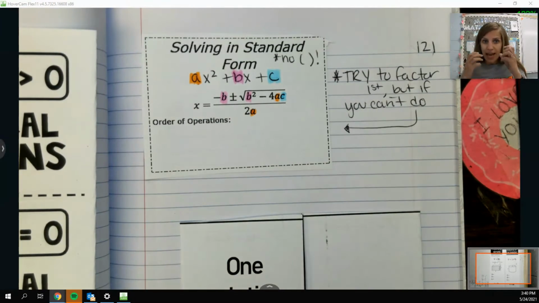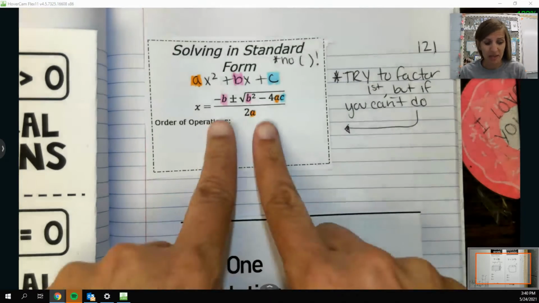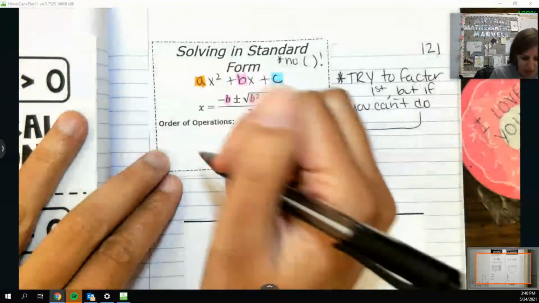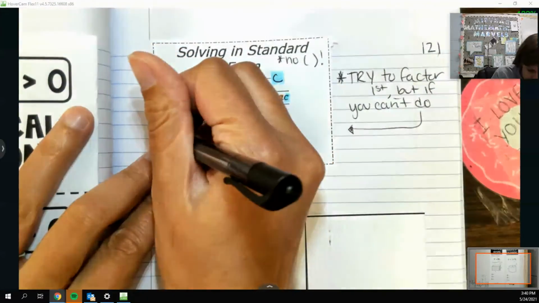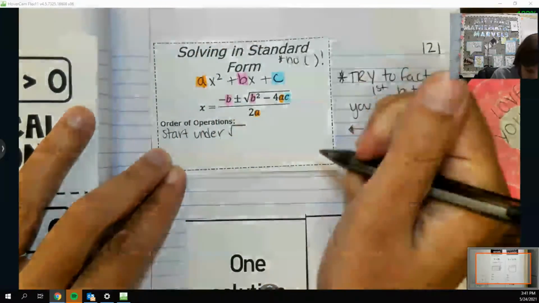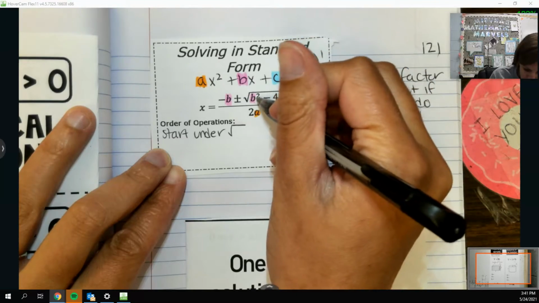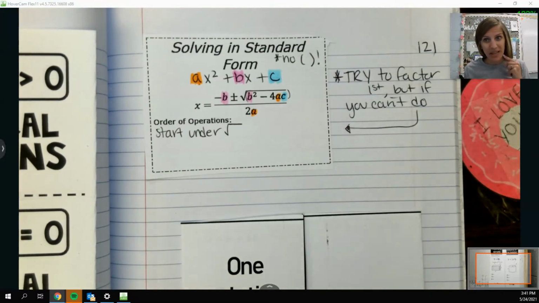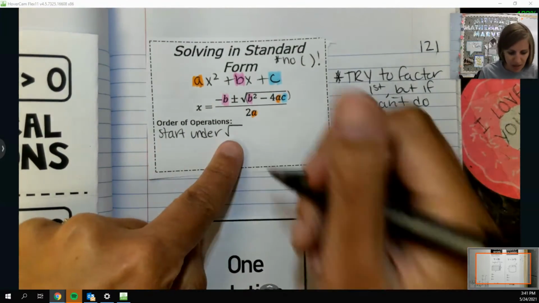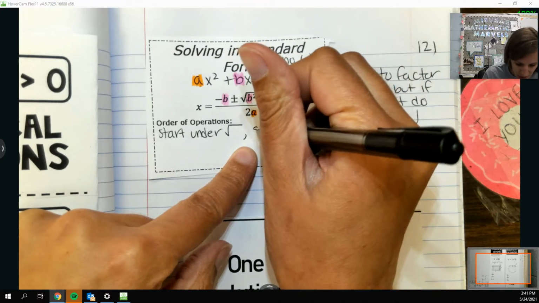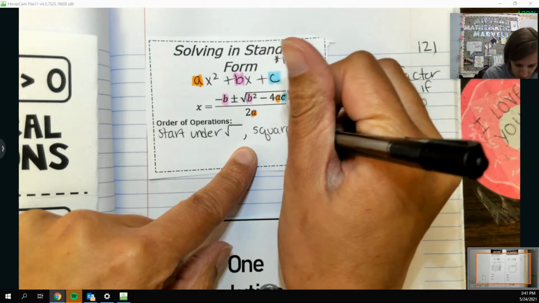Once you replace everything, then we just need to follow good order of operations to simplify this massive equation as far as we can. And sort of the order that we need to go in is we need to start under the root. And underneath the root, because low-key in the root, you kind of have parentheses. We don't really need to put them there, but they are sort of there. So that's why we start under the root. And we first need to do the exponent. So square the b.